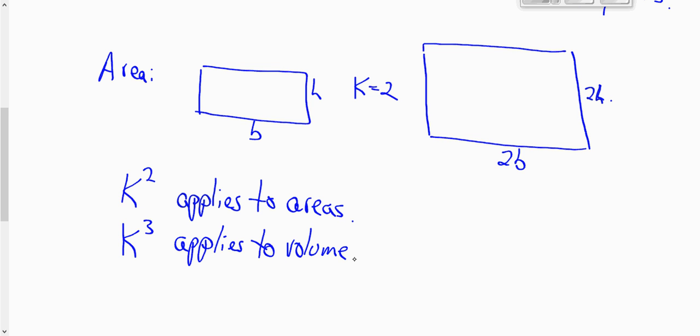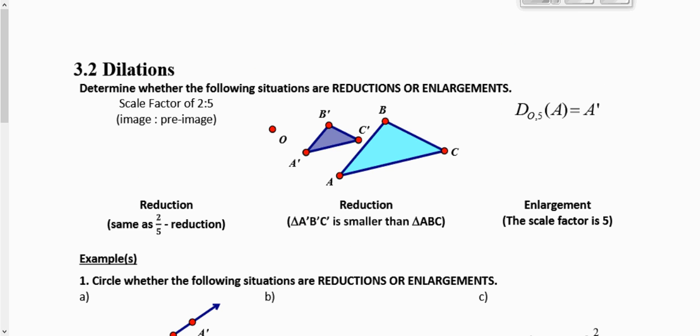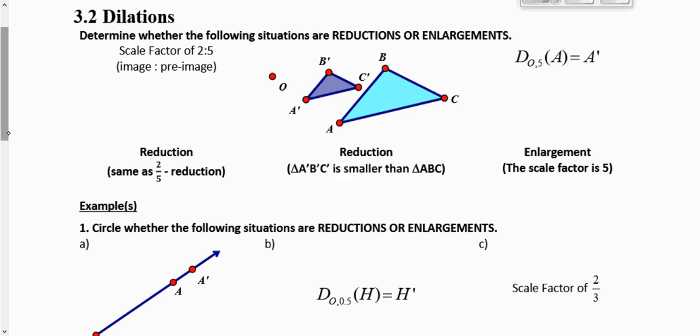Okay? So K by itself, you can only apply to just linear measurements in the situation. If you move on to talk about area, what do you have to do to the K? Square it. That's easy enough, right? So let's go, we're combining 3.2 now. So it rolls right in.